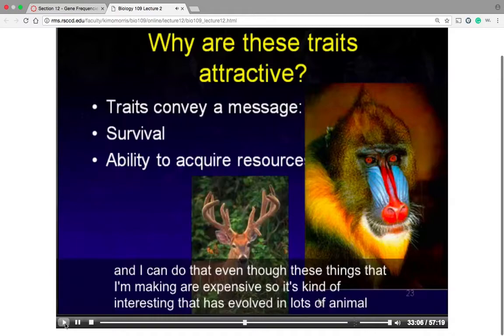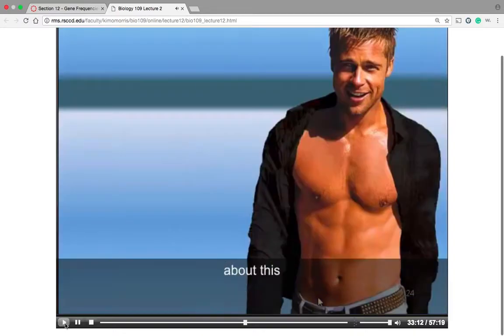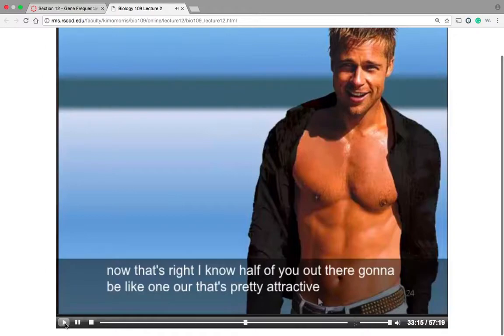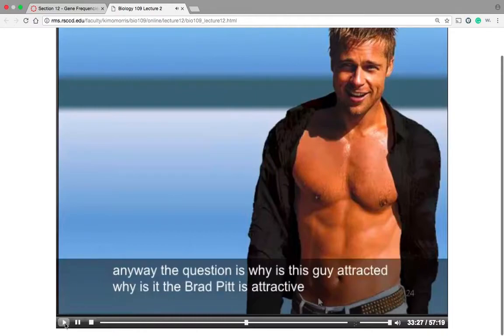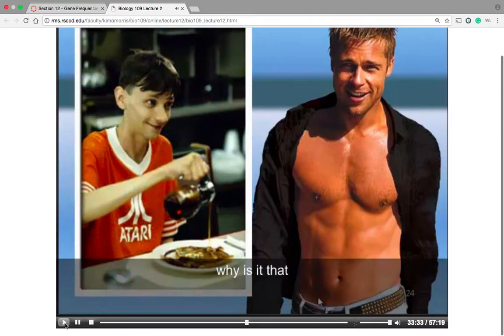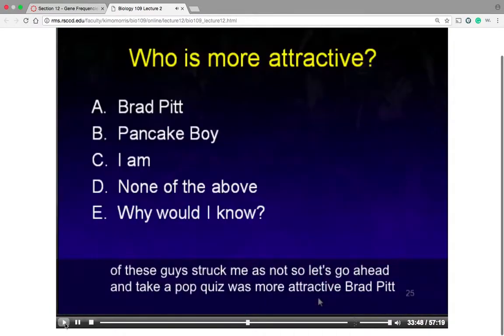That has evolved in lots of animal systems, including humans, you guys. You are not immune to this. How about this? Yeah, that's right. I know half of you out there are going to be like, wow, that's pretty attractive. And the other half of you are probably saying, what's so attractive about that? I got more than that guy. Anyway, the question is, why is this guy attractive? Why is it that Brad Pitt is attractive? Why is it that Pancake Boy over here is not attractive? The point being that even in you, sexual selection exists. You don't know why. Somewhere in your brain, it's telling you that one of these guys is attractive and the other's not. So let's go ahead and take a pop quiz.